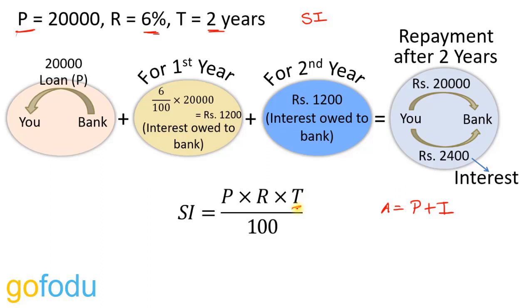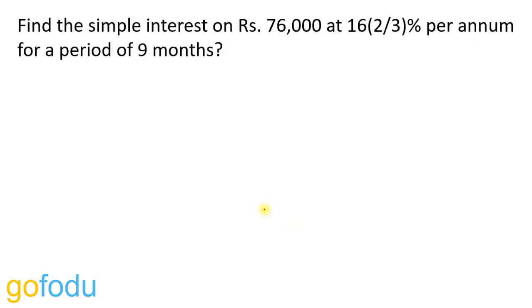If the time period is in years, the rate should also be yearly. If time is given in months and the rate is annual, then we will divide the rate by 12 to get the monthly rate. Let's solve a question.